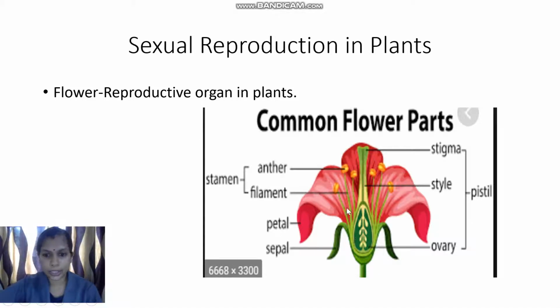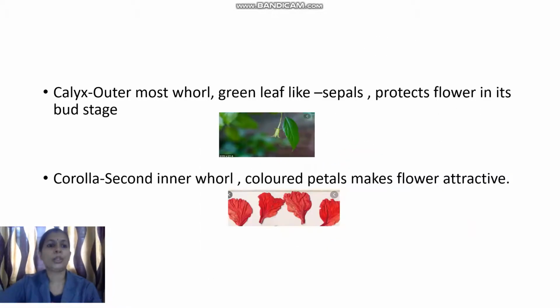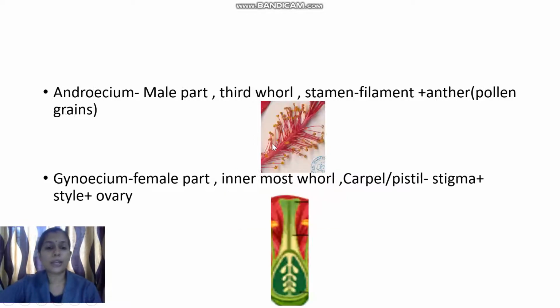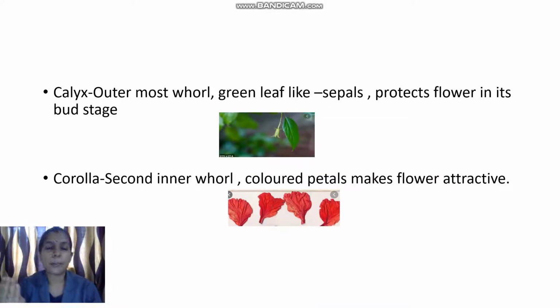And next you can see the androecium, that is the male part. It is having anther and filament. The next it is gynoecium, that is the female part: stigma, style and ovary. So these are the common parts of a flower. Now we can study in detail about each one. Calyx is the outermost wall of a flower and it is a green leaf-like structure. Each unit of this is called a sepal, and it protects the flower when it is in the bud stage.